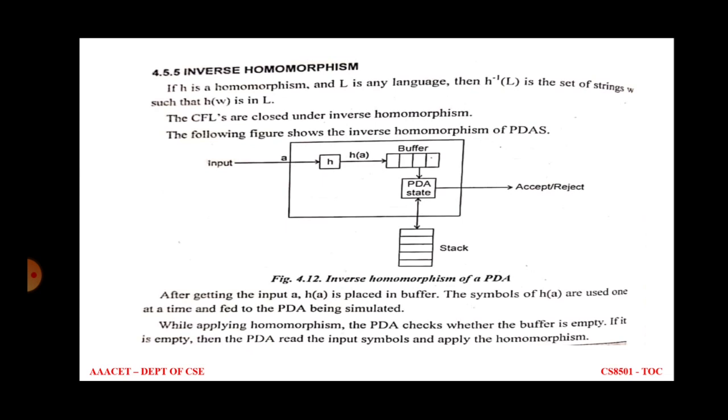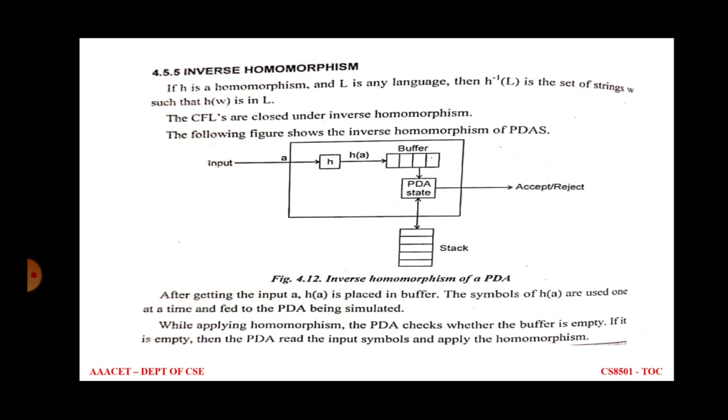So if H is the homomorphism, then L is any language. H inverse of L is the set of strings W such that H of W is also in the language. And context-free languages are closed under inverse homomorphism. Closed is nothing but the context-free language should satisfy the property of inverse homomorphism. It can be clearly explained by this diagram for inverse homomorphism. Here after getting the input small a, H of a, H is nothing but homomorphism, the homomorphism of a is placed in a buffer.